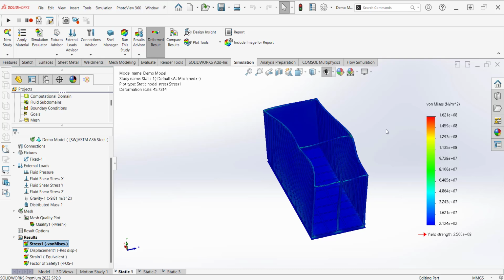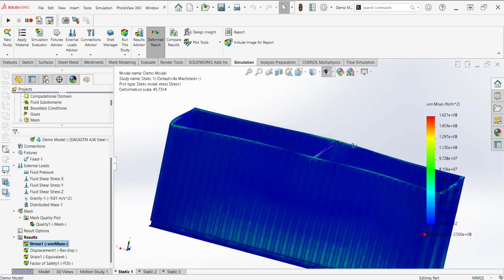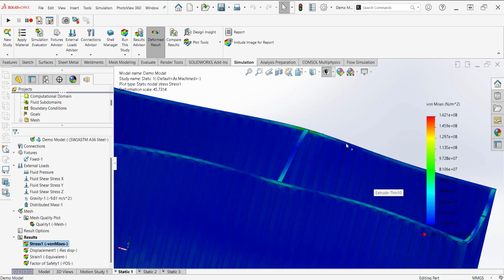As we can see here, the maximum stress we got is 1.6 multiplied by 10 to the power of 8, while the yield strength of ASTM A36 is around 2.5 multiplied by 10 to the power of 8. And as we see, we don't have any red area in this place.